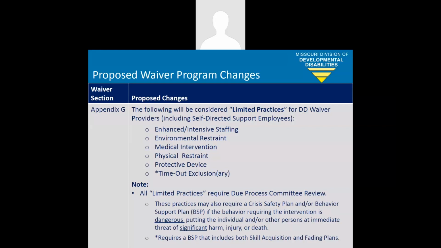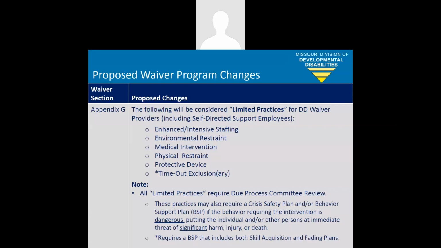Physical restraint is the next item, and it means manually holding or restraining all or part of an individual's body in a way that restricts the individual's free movement. The next, protective device, refers to equipment that might be used to protect an individual from physical risk or injury. These are things that may be prescribed as part of a medical procedure and/or for severe behavioral issues.